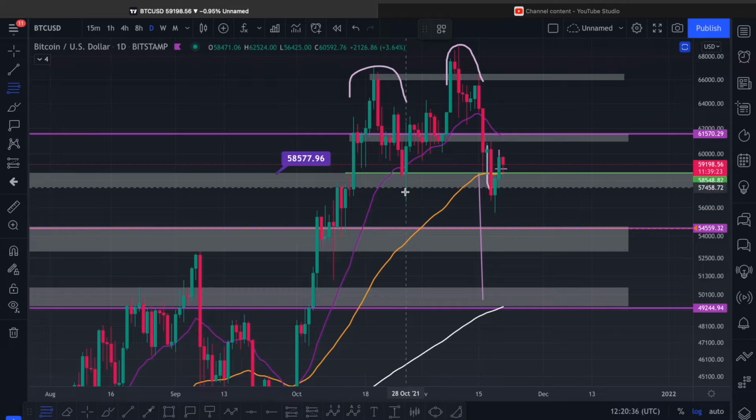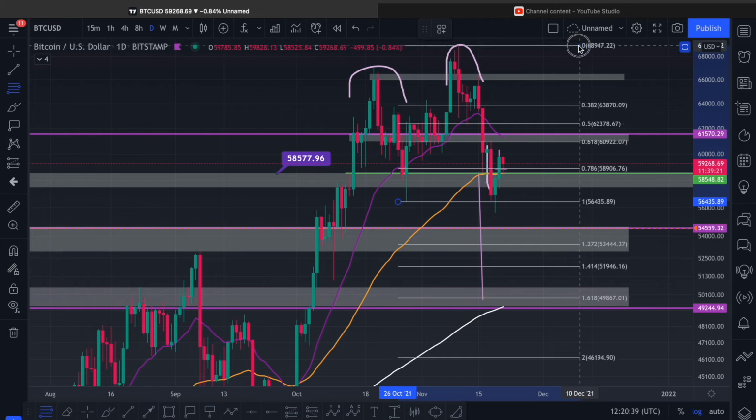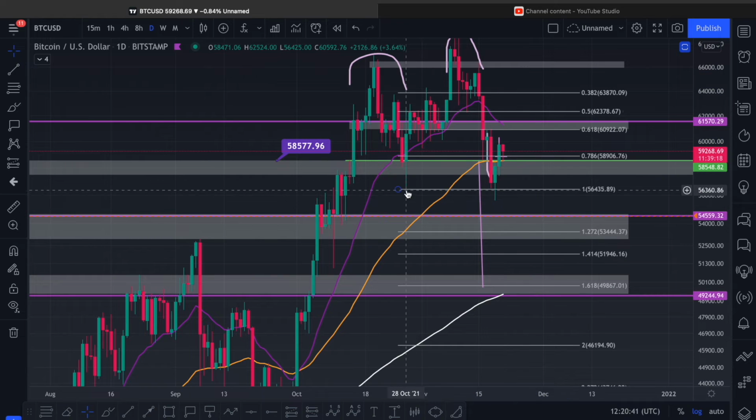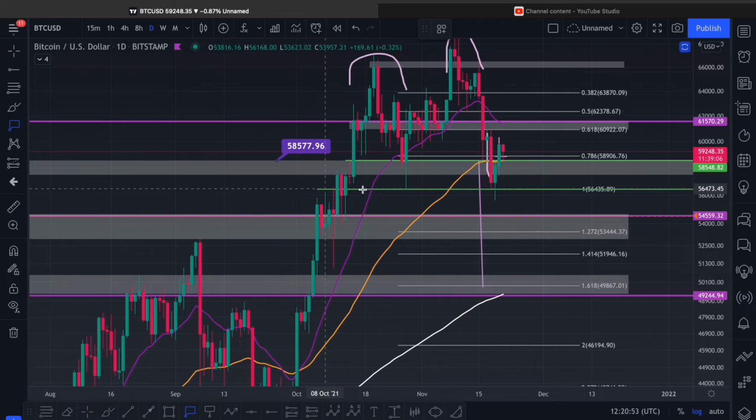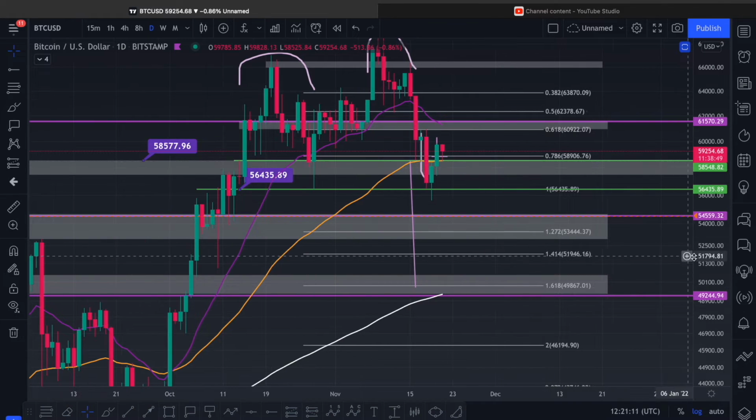Oh my gosh, forgot to do the fibs for a second. So once you lose the one here, so if you lose 56k, we don't want to lose 56,400 basically. Let's draw that in for you. So we don't want to lose 56,435. I'll put that right there. So we don't want to lose this, because if you do, you're going to the 1.618, and look at that for some confluence. Exactly the 1.618, 49,867. So we're going to come to in and around this area basically, guys, if you lose this 55 EMA on the daily time frame.